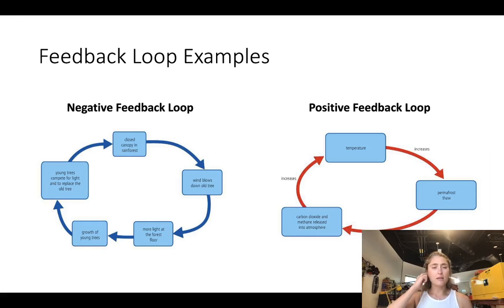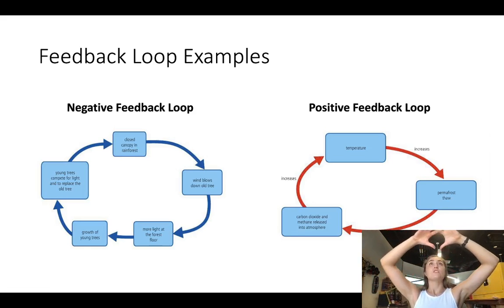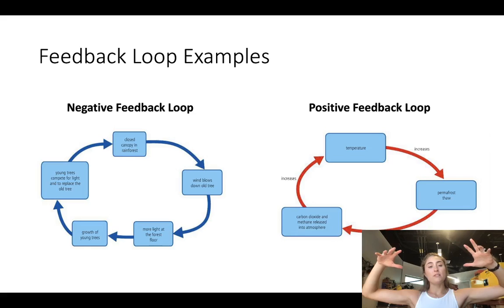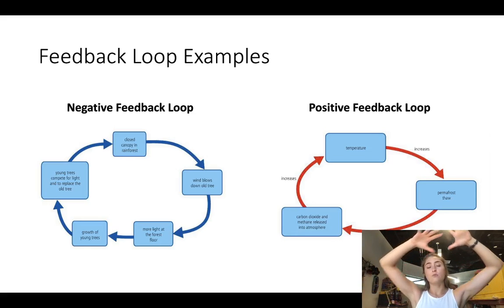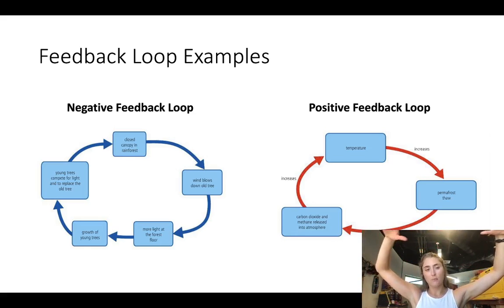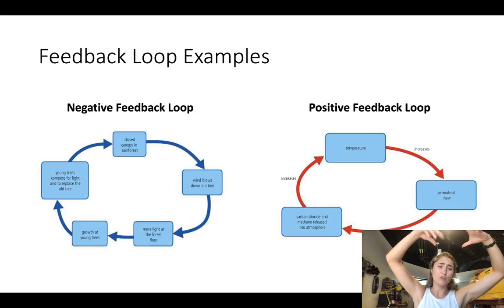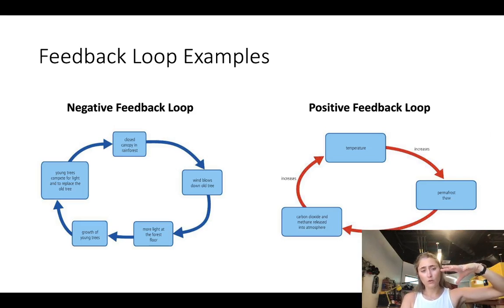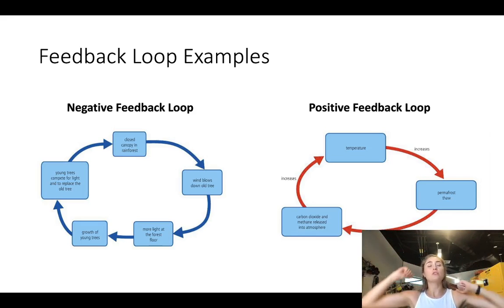Okay, so in this example of a negative feedback loop, we have a closed canopy in a rainforest. This means that the trees are so dense. This is something we'd see in a tropical rainforest. The trees are so dense in the top layer that no sunlight is actually able to penetrate through. So the floor of the rainforest is going to be very dark, because the trees are so dense they're going to create almost a canopy-like structure over the top of the rainforest floor.